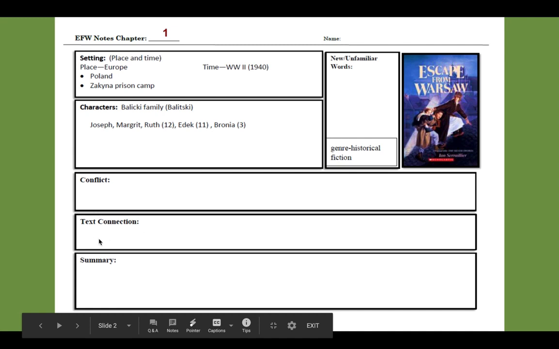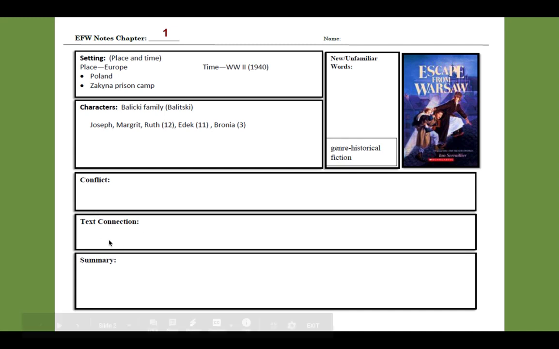In the box underneath conflict is the text connection box, and this is when we're going to talk about what the reading made you think of. Sometimes it might make you think of another book. That would be a text to text connection. Sometimes it might make you think about a similar situation that you've had, or a time when you felt the same way as the character in the story felt. That would be a text to self connection. Or it might be just something that you have seen on the news, or you know that's happening in the world, and that would be a text to world connection.